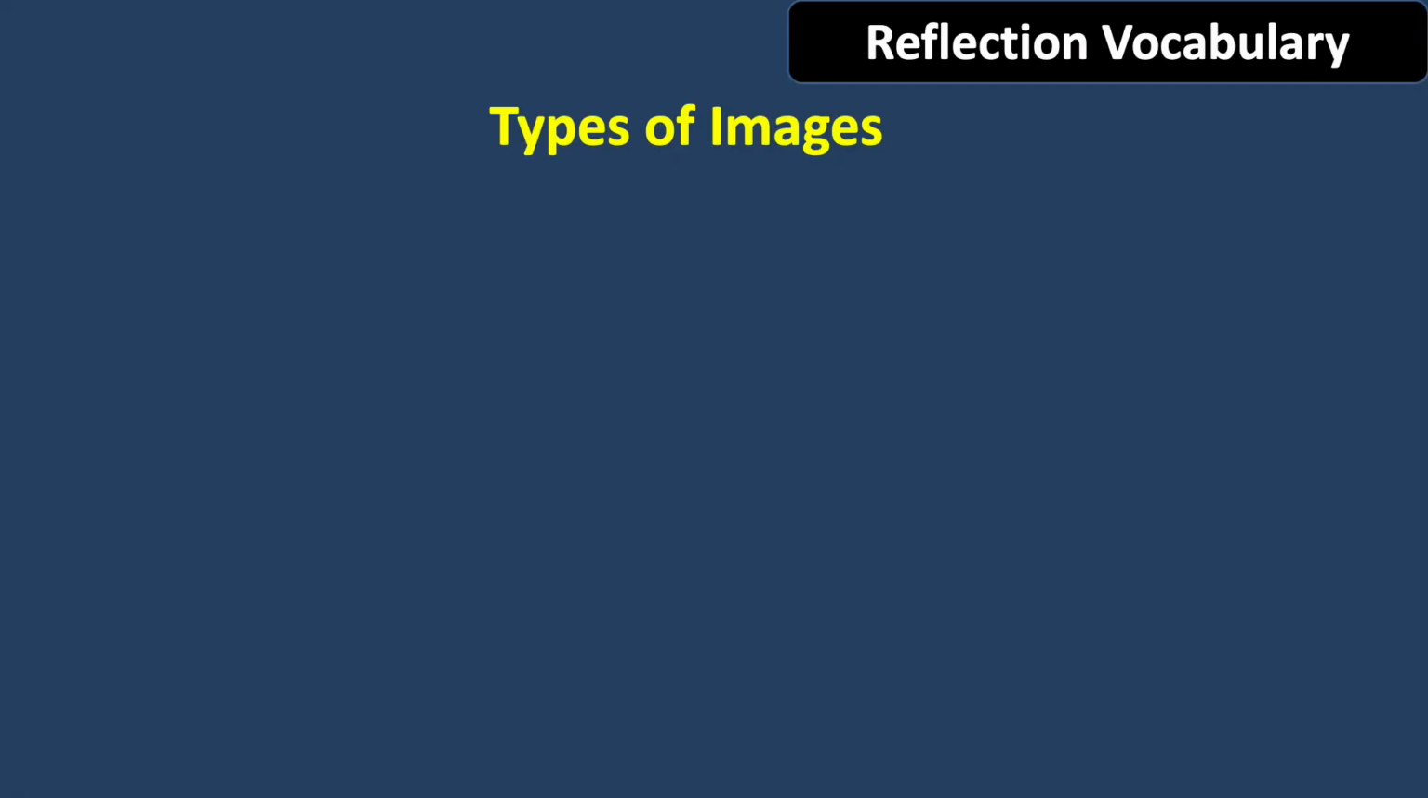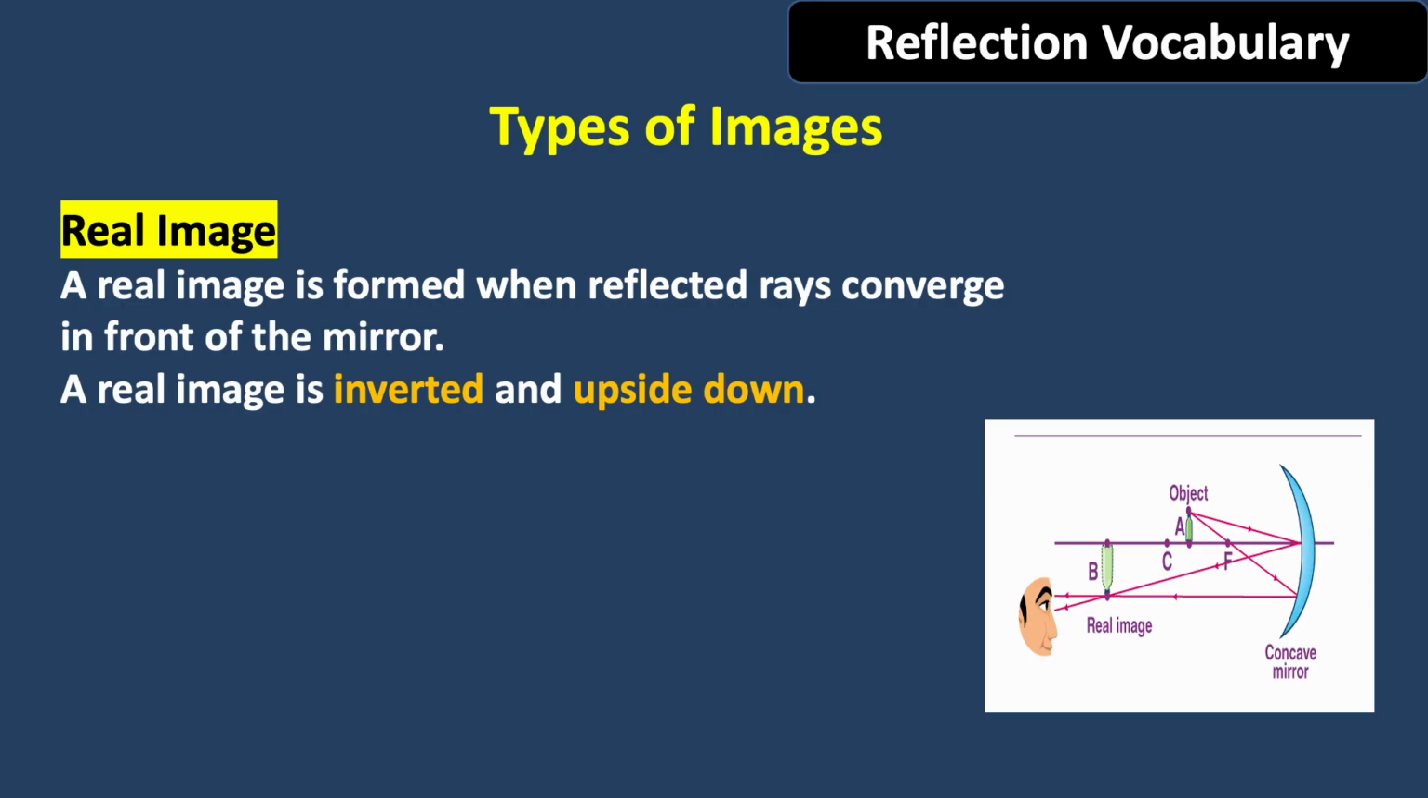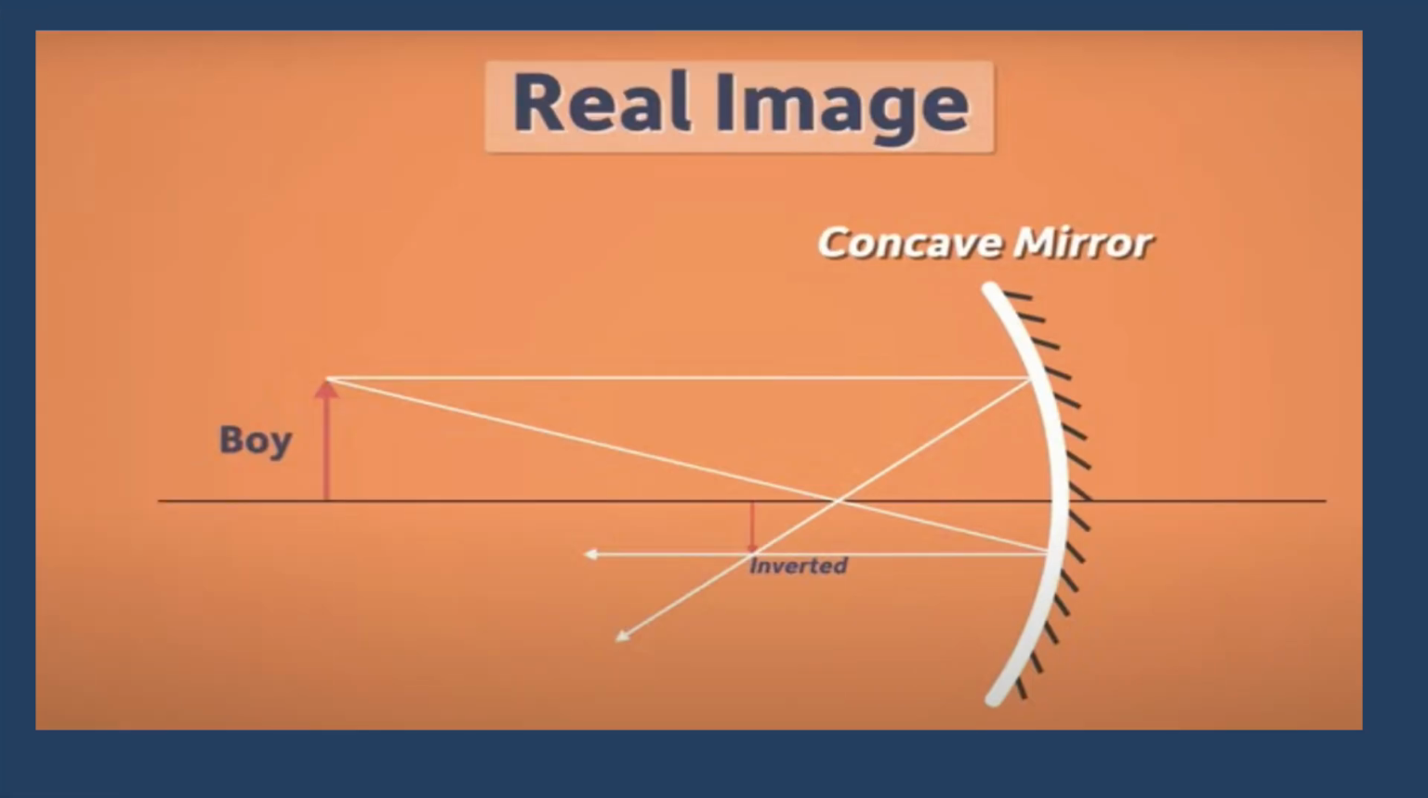Now let's look at the real image. A real image is formed when the reflected rays actually converge or meet in front of the mirror, because the light rays genuinely meet. You can capture a real image on a screen. However, a real image is always inverted, or upside down. These images are produced only by certain types of spherical mirrors, like the concave mirror.